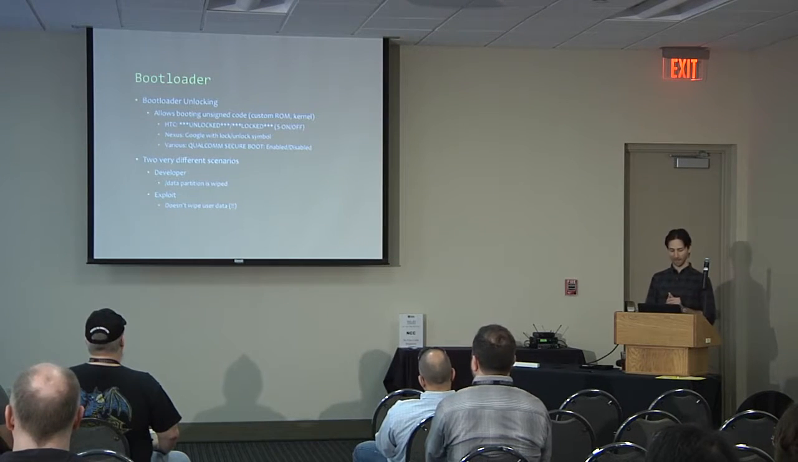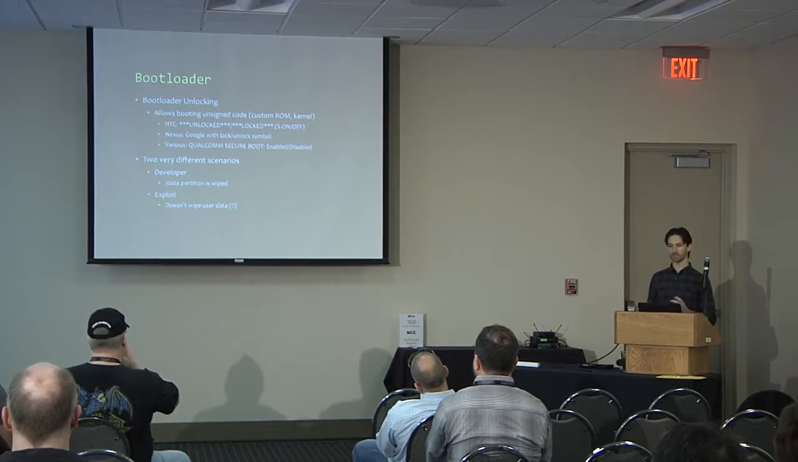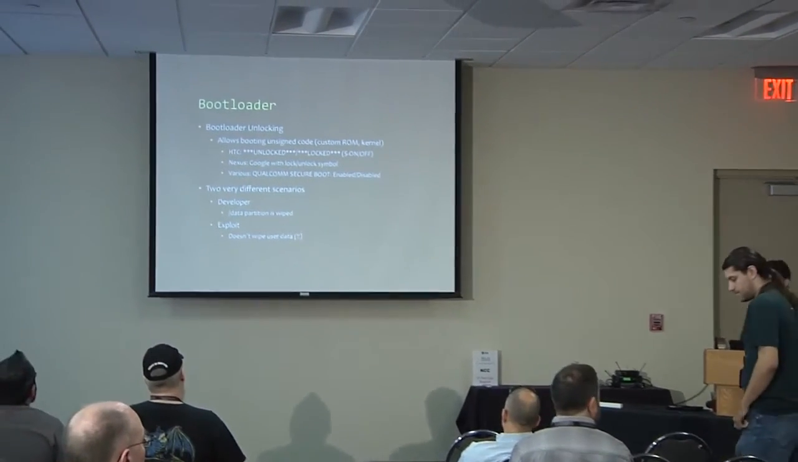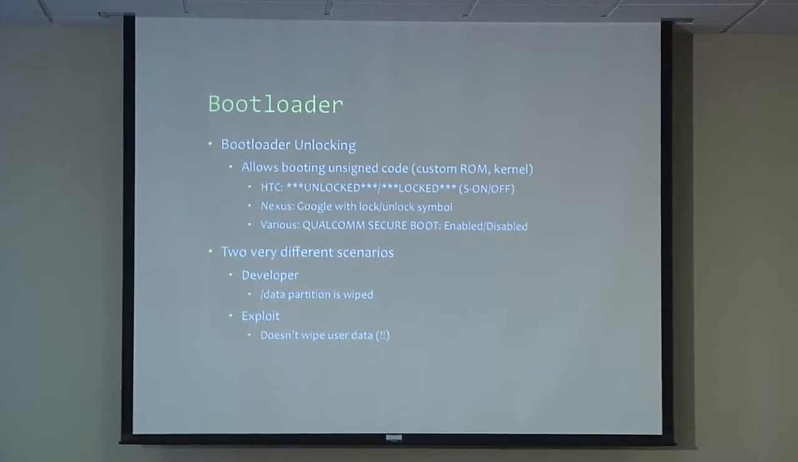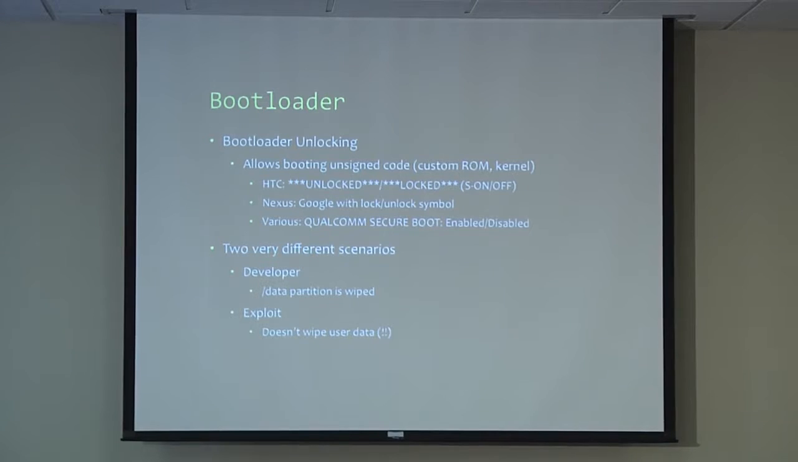Like we said, bootloader allows booting unsigned code once it's unlocked. There's a bunch of different ways you can tell if it's been unlocked, and a bunch of different ways to unlock it. So HTC, you probably remember S-on and S-off from the early days of the HTC Evo and all the cool 4-inch screen smartphones. There was unrevoked, I think, which was a permanent S-on, S-off. You don't need to do that anymore. You just need to unlock the bootloader.